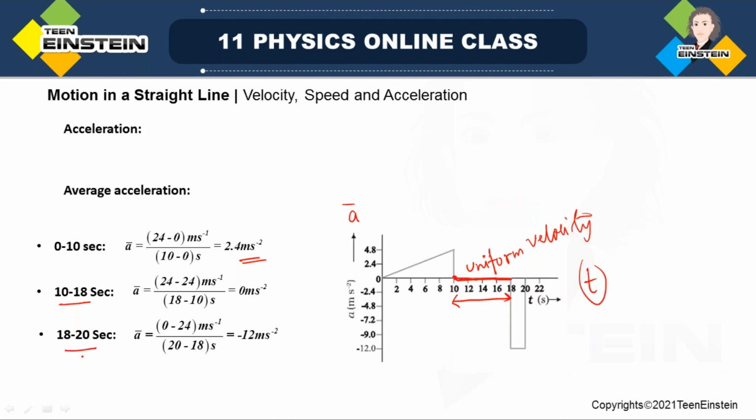Now in this last interval, the average acceleration is negative 12. See, this is a value of negative 12, and between 18 and 20 seconds, during this 2 second interval, it has a constant or average acceleration of minus 12. So this is the value.